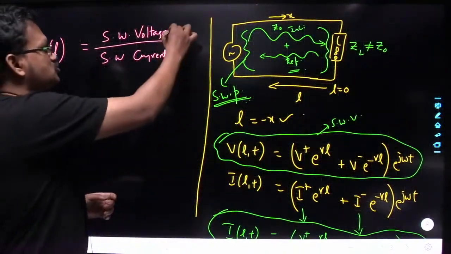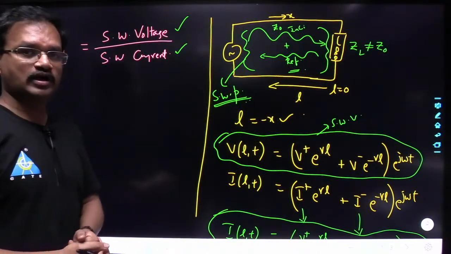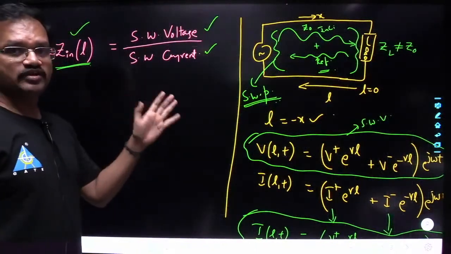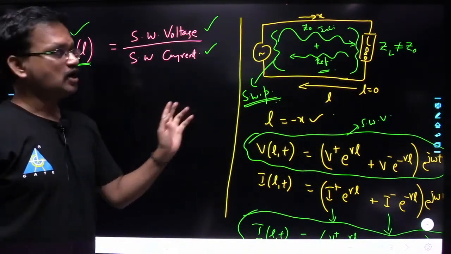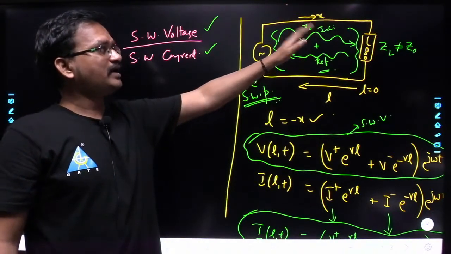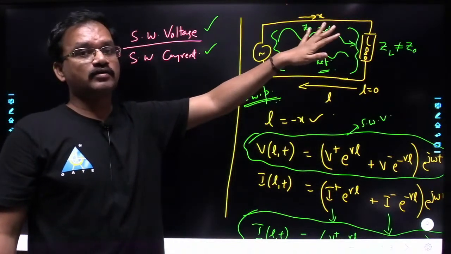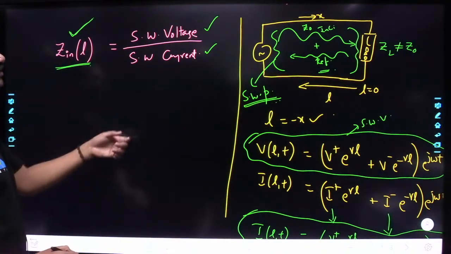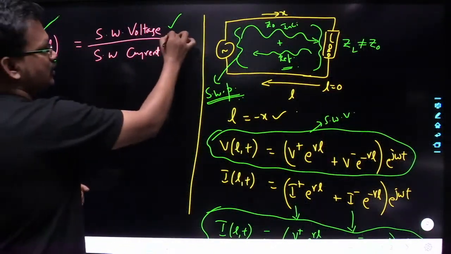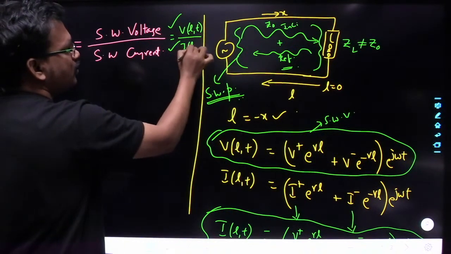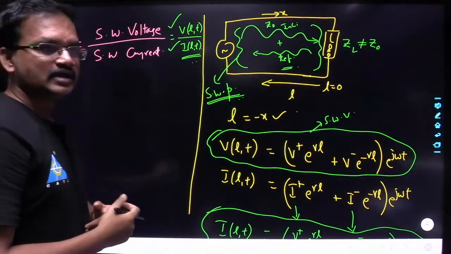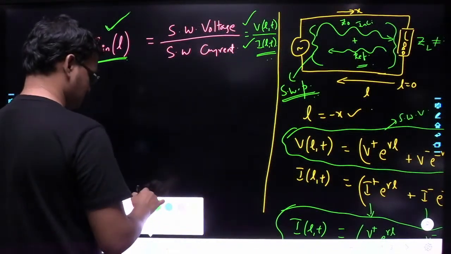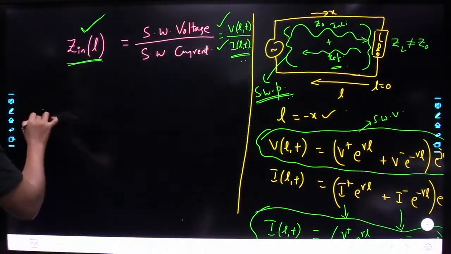Now if you take the ratio of standing wave voltage to standing wave current, you are going to get the input impedance seen on the transmission line. This input impedance is very much different from the characteristic impedance of the transmission line. Understood? The characteristic impedance is obtained by taking the ratio of forward traveling wave voltage to forward traveling wave current, whereas the input impedance is the ratio of standing wave voltage to standing wave current. That means you are taking the ratio of V of L comma T by I of L comma T, and you get Zin of L. All these things I have already covered in the previous sessions. Therefore we got Zin of L.